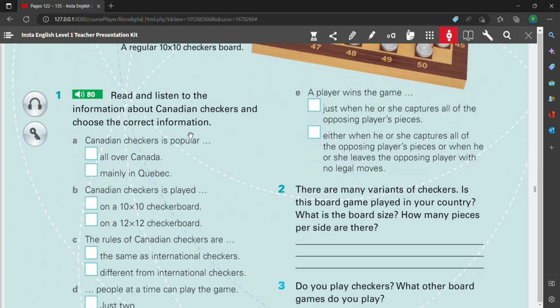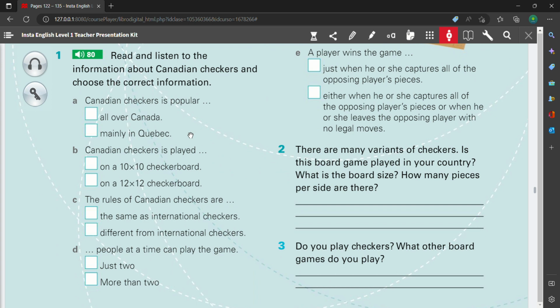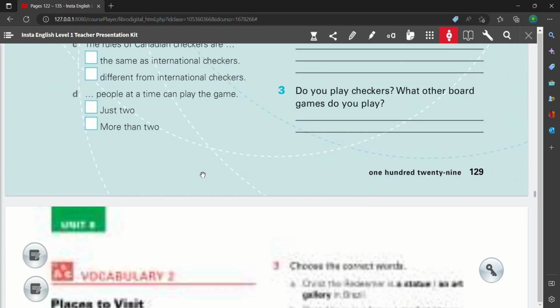So boys, here you need to listen or read the information about Canadian checkers and choose the correct information. For example, Canadian checkers is popular all over Canada or mainly in Quebec. No? Or Canadian checkers is played on a 10 by 10 checkerboard or on a 12 by 12 checkerboard. So that is the idea. Listen and try to select the correct answer.